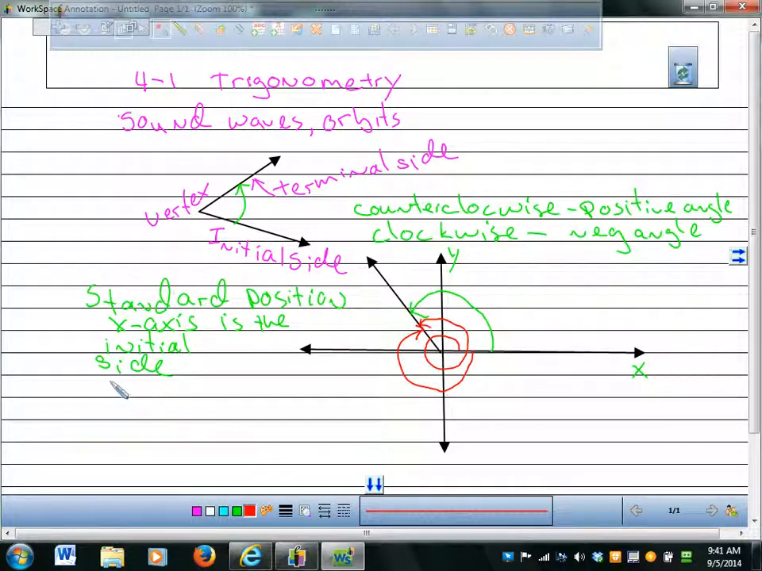So angles that start at the initial side, since they all start with the initial side, and have the same terminal side are called coterminal. Coterminal. Okay, questions about that?